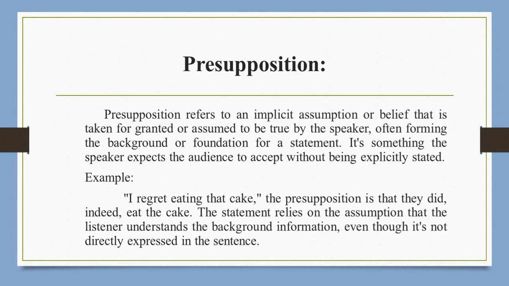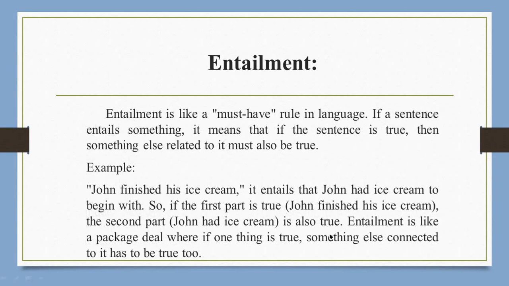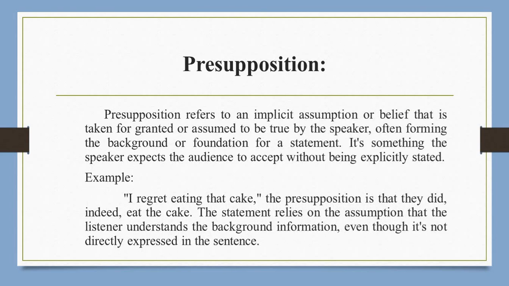Okay, let's take an example. I regret eating that cake. Now, the presupposition is that they did indeed eat the cake. Regret eating means the speaker has already eaten. The statement relies on the assumption that the listener understands the background information. Alright, coming towards entailment. Now remember here, presupposition, you presuppose something is true. For example, I say John sold his house, so you presuppose that he had a house.